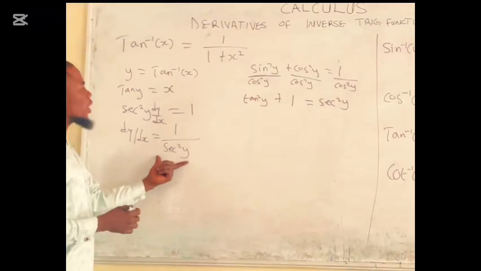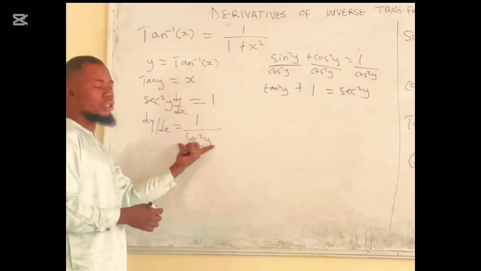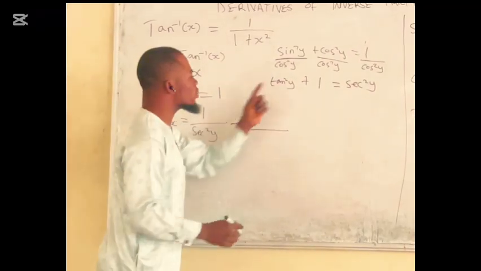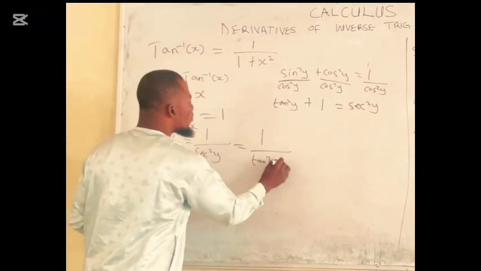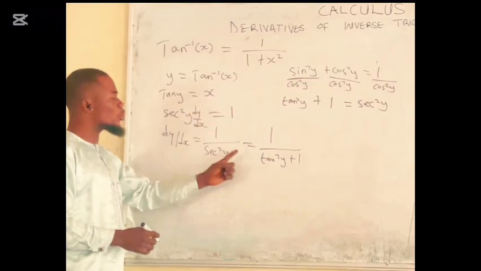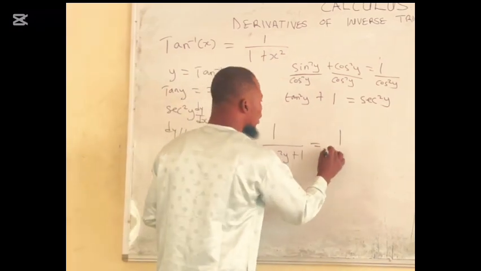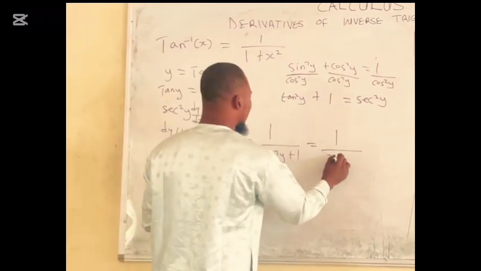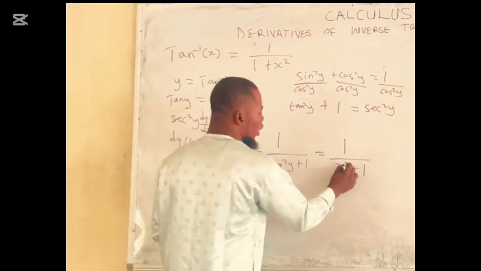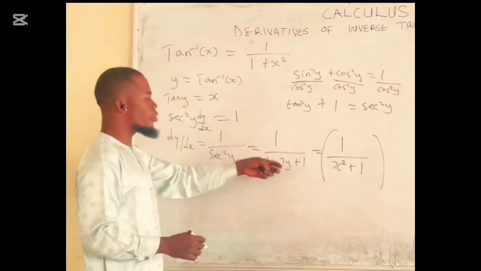Remember, here is our sec squared y that we are having. So we must bring the sec squared y into this function. So it will now be equal to 1 divided by tan squared y plus 1, since sec squared y is the same thing as tan squared y plus 1. And we said our tan y is the same thing as x. So substituting tan y with x, we'll now be having 1 divided by x squared plus 1. Our tan here is carrying a square, so the x here will also be carrying a square. So this is how they get the derivative of tan inverse of x.